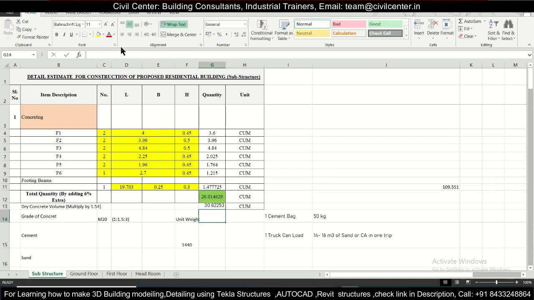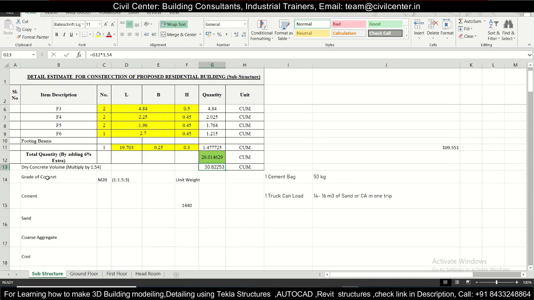What happens is, generally the dry volume of concrete is more, because when water is added, the volume becomes less. So that's why we always multiply 1.54 along with the wet volume to get the dry volume. This dry volume includes the cement, sand and coarse aggregate.